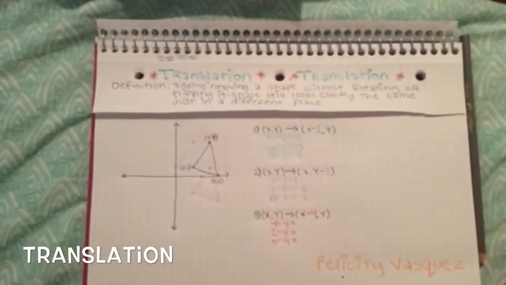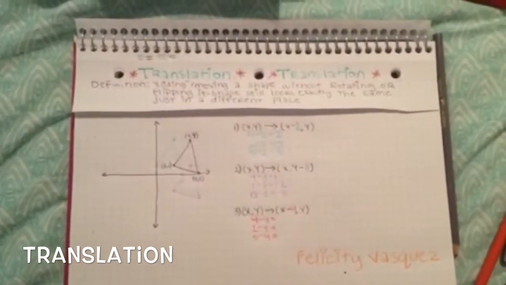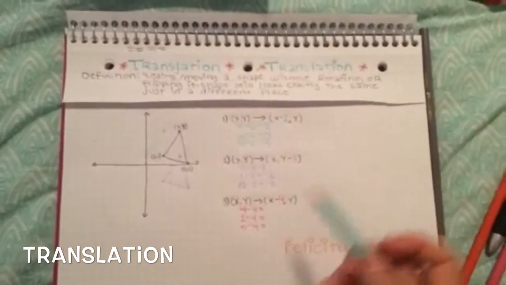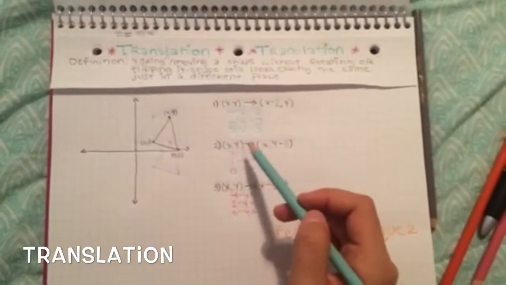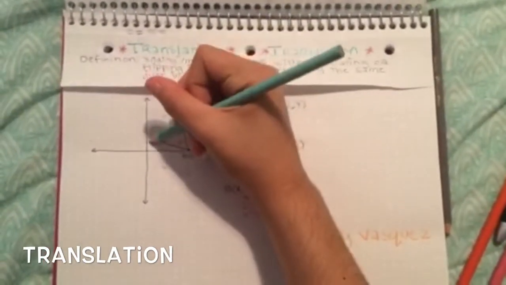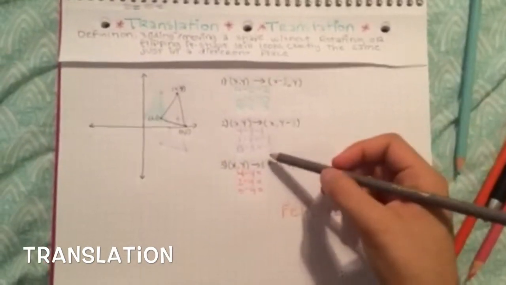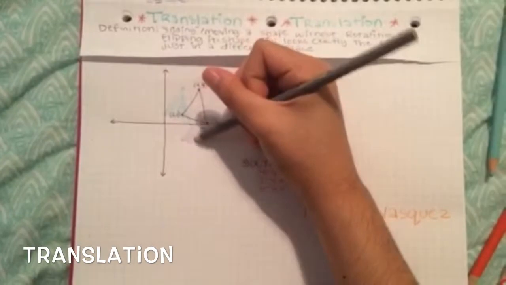Translation is moving a shape without rotating or flipping it. The shape still looks exactly the same, just in a different position. So you're basically sliding the shape. In question 1, you can see I have moved the x in the -2 direction to get this. And in question 2, you can see I have moved the y in the -3 direction to get this shape.